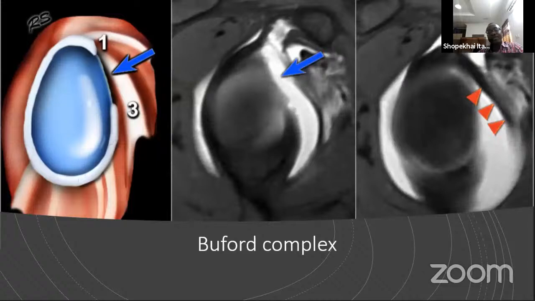The second thing that we can miss is what is referred to as a Buford complex. In this case, it's a total defect, so the labrum is incomplete. It's not a tear. The labrum is incomplete between 1 and 3 o'clock, and there's a thickening of the middle glenohumeral ligament complex. So those two anatomic variants of the labrum must be recognized when doing arthroscopy of the shoulder so that one does not repair what's the normal variant.